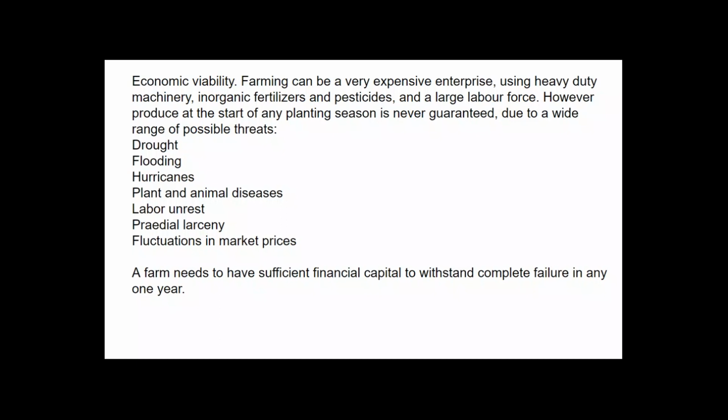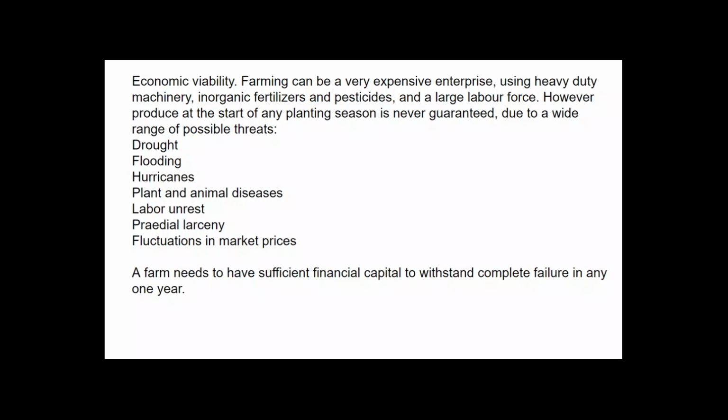But possible threats, you can have drought, flooding, hurricanes, plant and animal diseases. And I suppose that one again, plant and animal diseases, means that monocropping is probably not a good idea for that reason as well. Labour unrest, theft and larceny, fluctuation in market prices. So notice again, social inequity can cause social unrest, which therefore threatens economic viability.